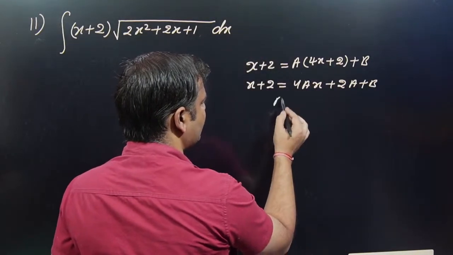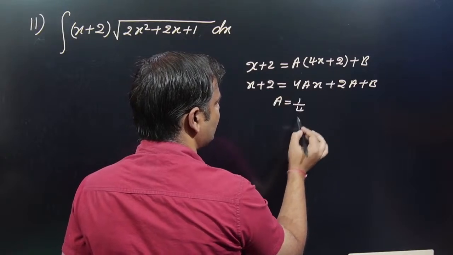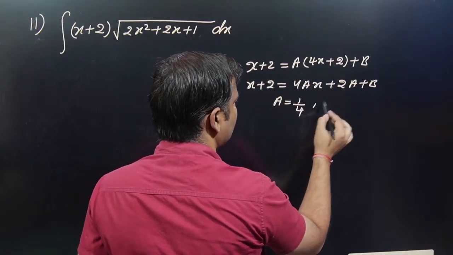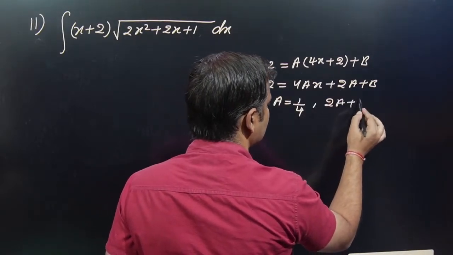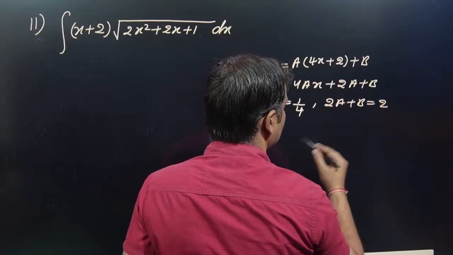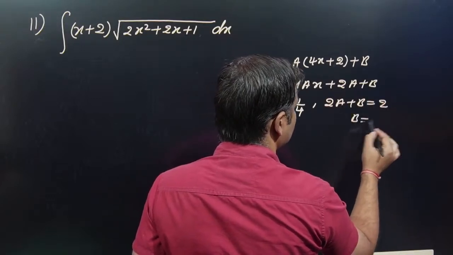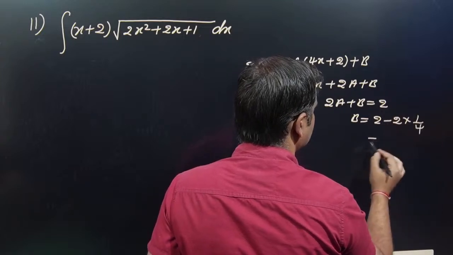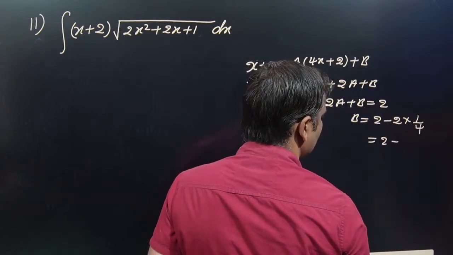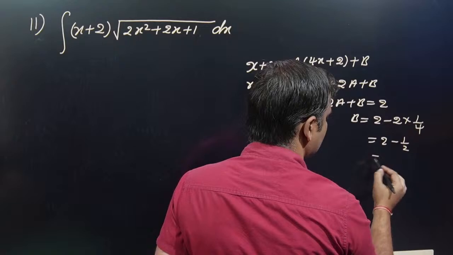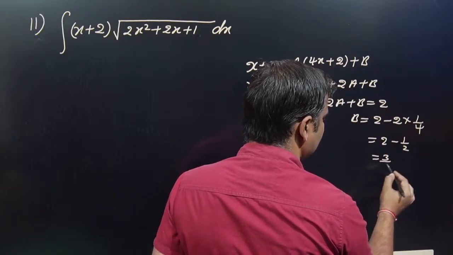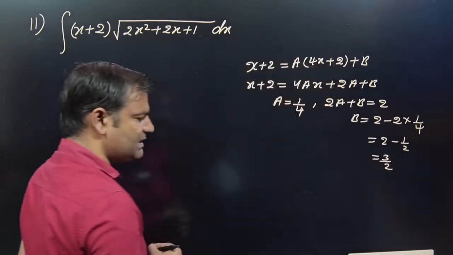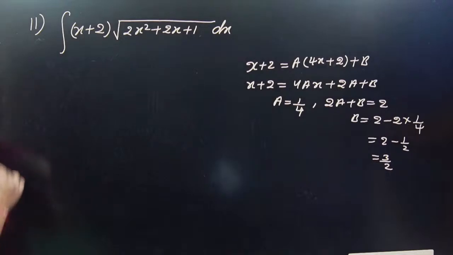So now compare: a will be equal to 1 by 4, and a plus b will be equal to 2. So b will be equal to 2 minus 2a, so that is 2 minus 1 by 2. So 4 minus 1, that is 3 by 2. So basically b is 3 by 2 and a is 1 by 4.